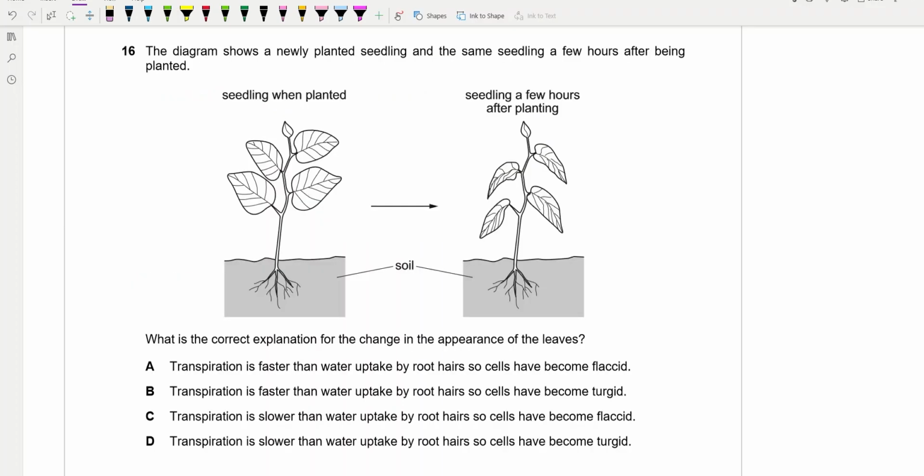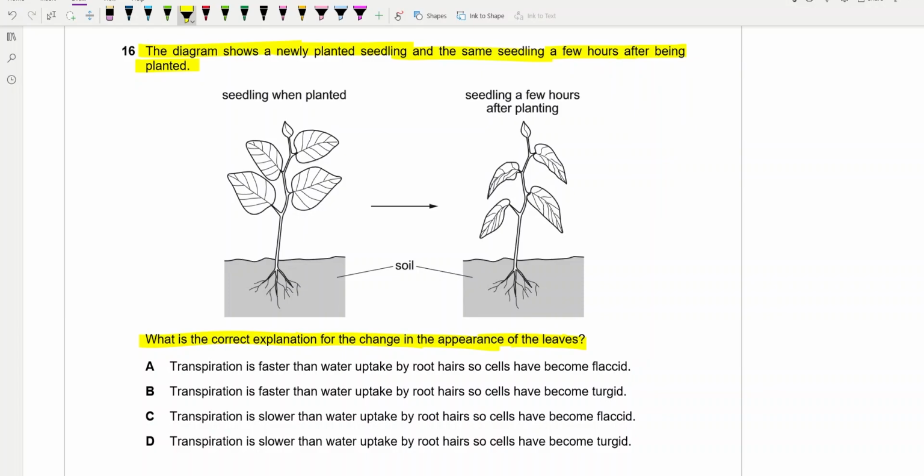Question number 16. The diagram shows a newly planted seedling and the same seedling a few hours after being planted. What is the correct explanation for the change in appearance of the leaves? So we can see the leaves are not as strong as when they were planted. We will read out the options now. Option A, transpiration is faster than water uptake by root hairs, so the cells have become flaccid.